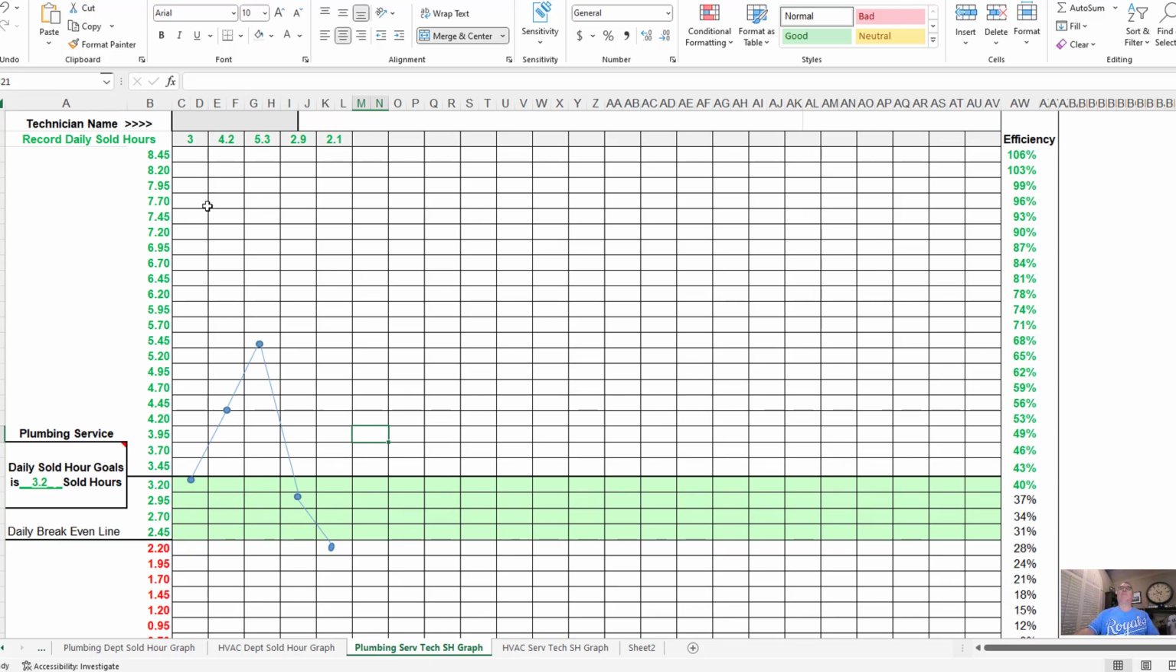Okay, so bottom line is what you do is first technician's name. So put the technician's name in there. Okay, click name. Okay, and then at the end of each day, figure out how many sold hours he's reported from ServiceTitan, and then post that. Now understand that this is 3.2, this is 3.2.